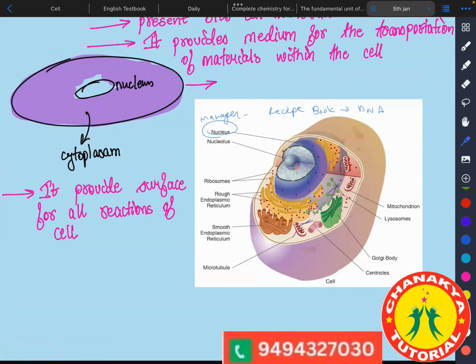Because can you imagine if there is no cytoplasm or no cell membrane? There is no doubt the cell membrane is most important, so we won't talk about it, because without the cell membrane there won't be a confined area in which all these mitochondria and all of the cell organelles will be present. Imagine if there is no cytoplasm, so what will happen?